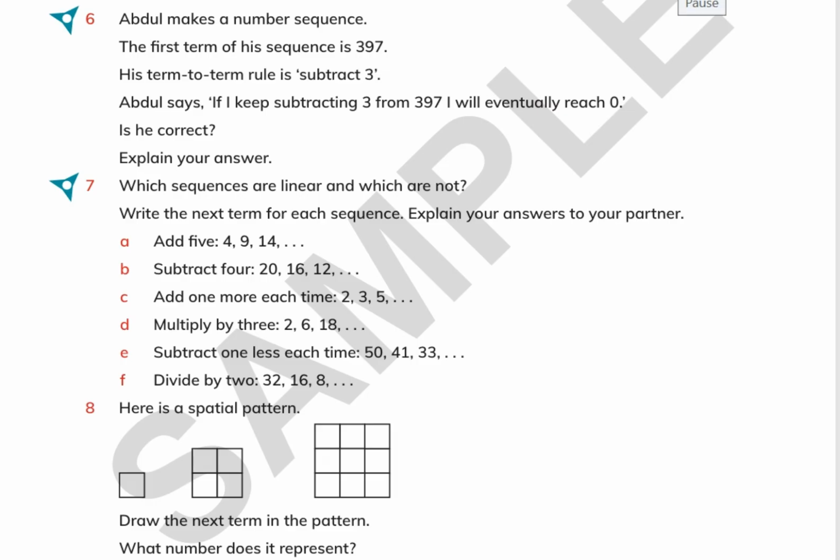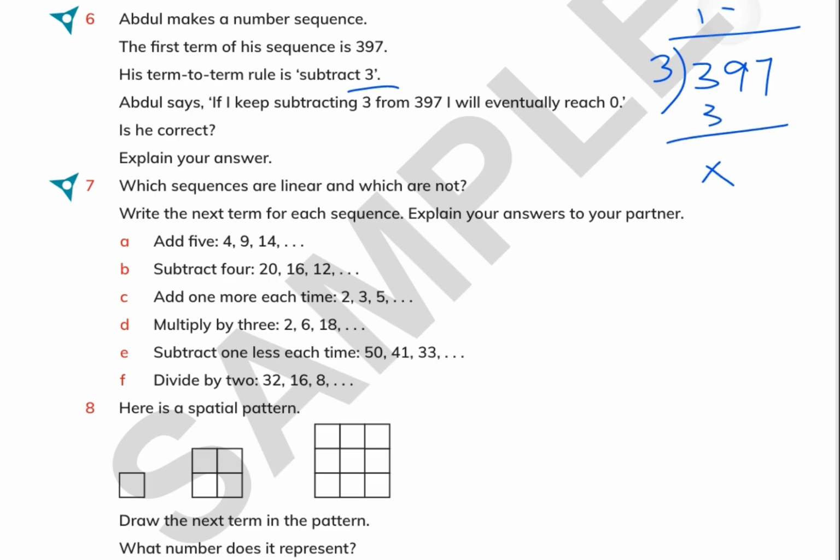So let's start. You know why we do division? We do division when we have to subtract the same number multiple times. So we have to subtract 3 multiple times. For that we will do division of 397 by 3. 3 ones are 3, 3 threes are 9, and 3 twos are 6. So we know that we have a remainder of 1.